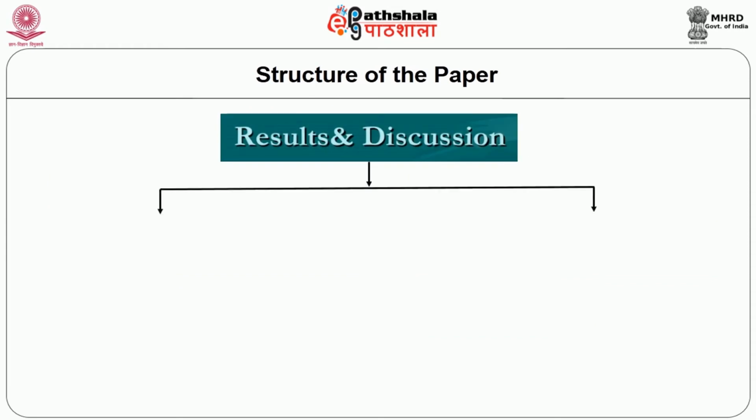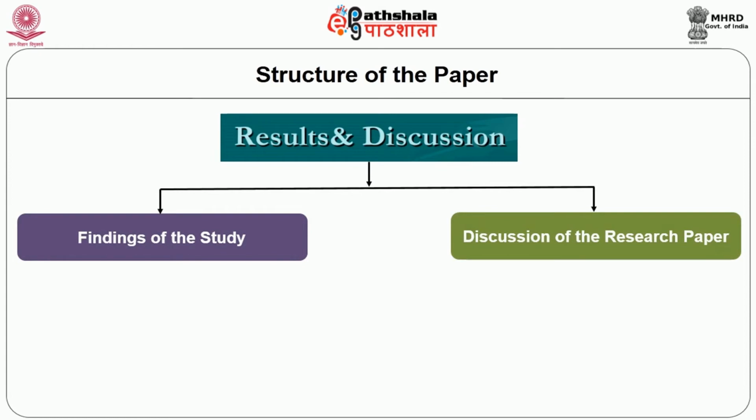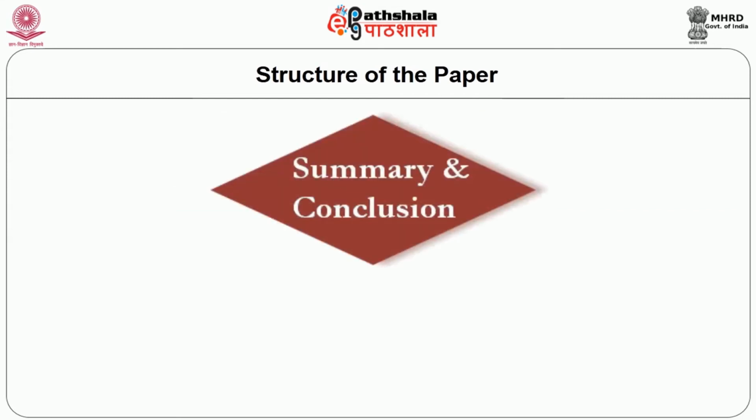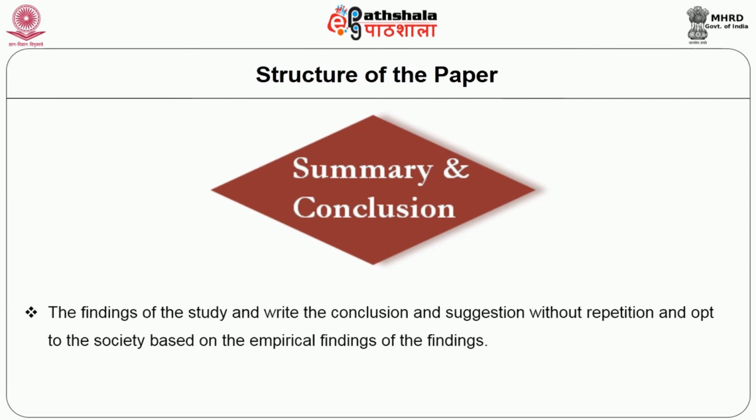Results and discussion. It must include the findings of the study and discussion of the research paper. The research findings of the study must be arranged in accordance with the objectives of the study. The discussion of the findings includes comparing current findings with earlier findings. Summary and conclusion. Summarize the findings of the study and write the conclusion and suggestions without repetition and opt to the society based on the empirical findings of the study.